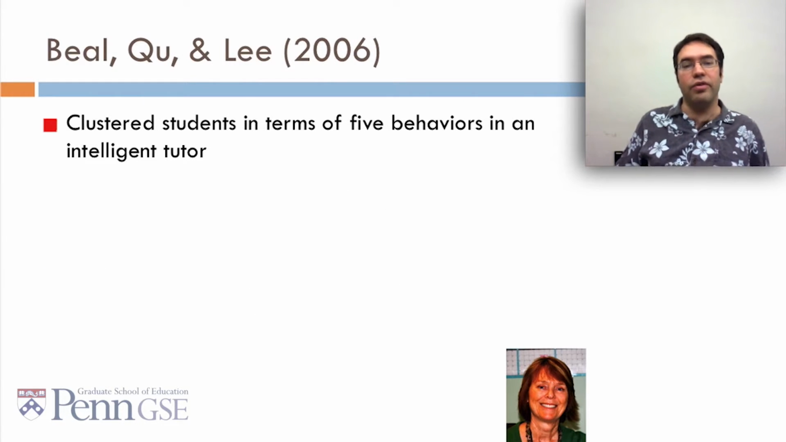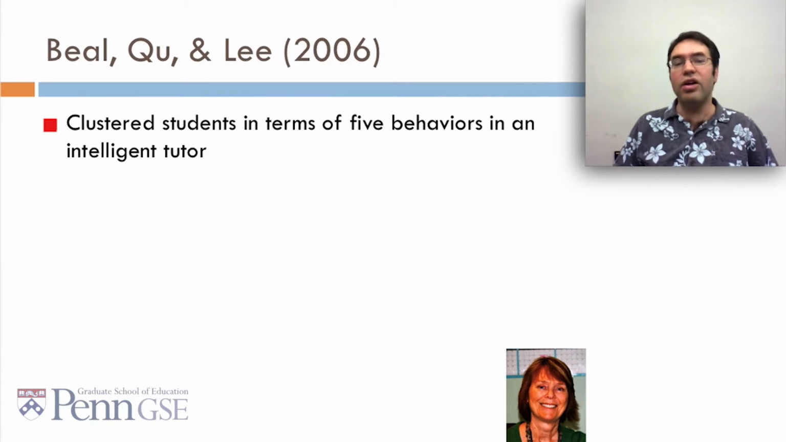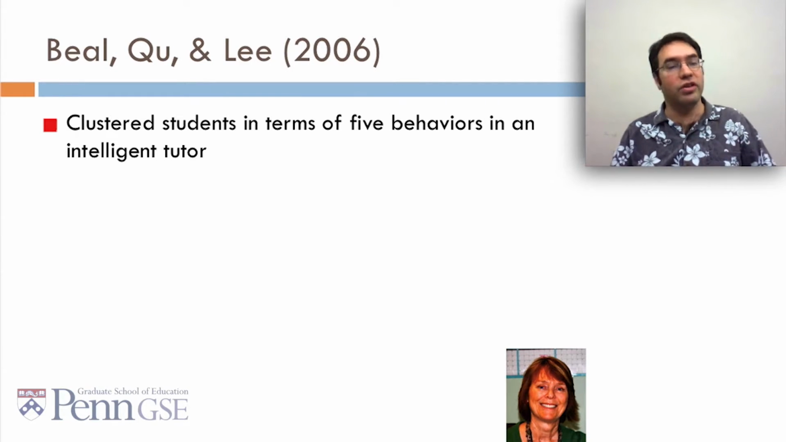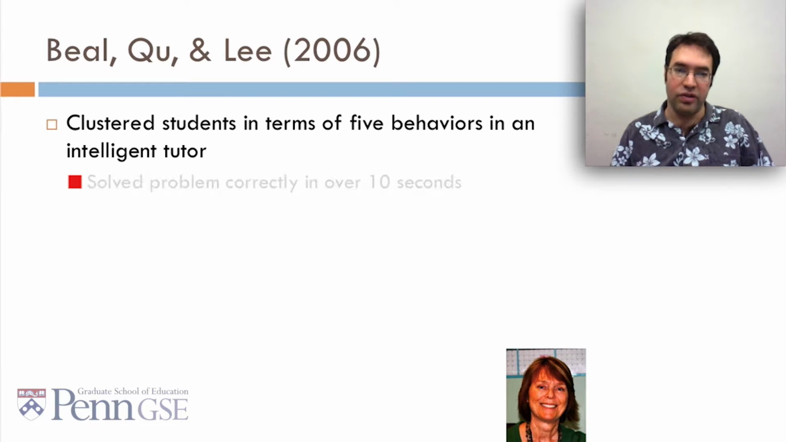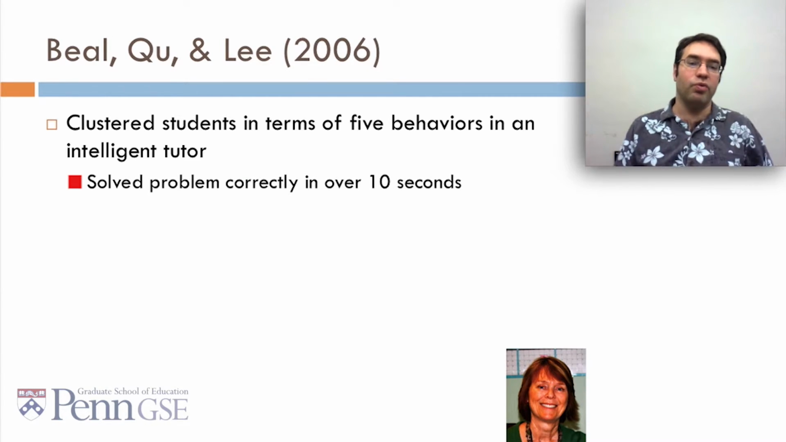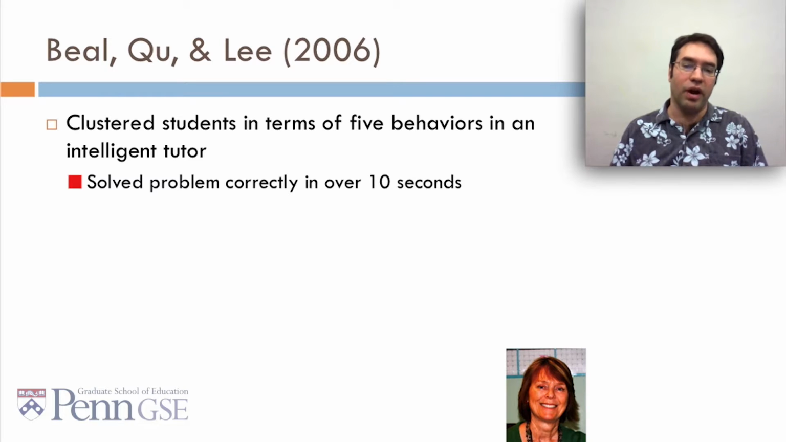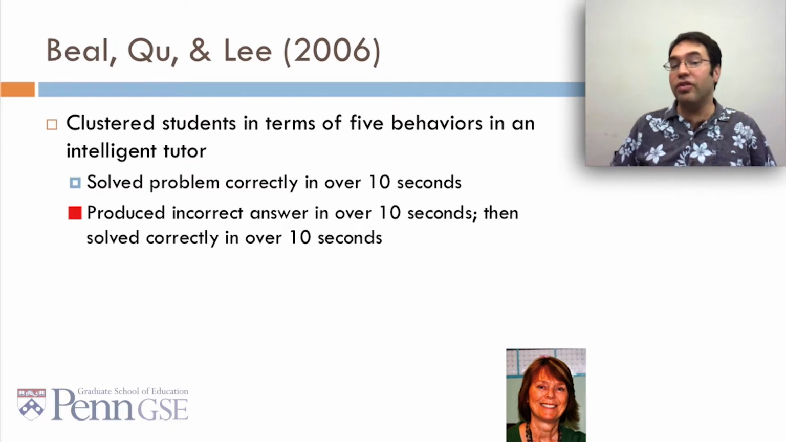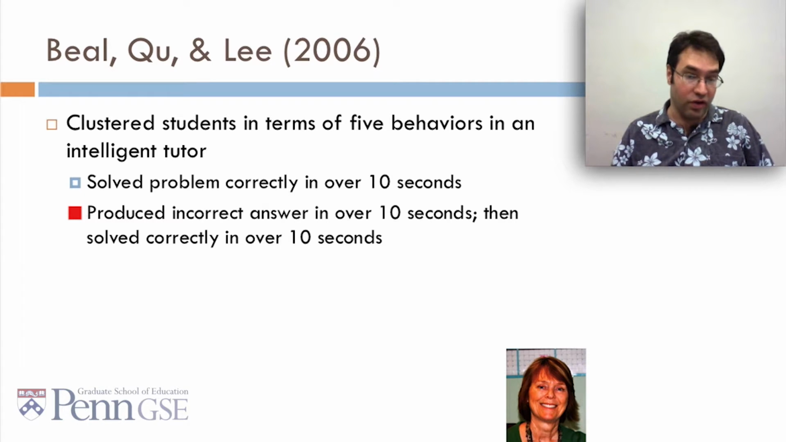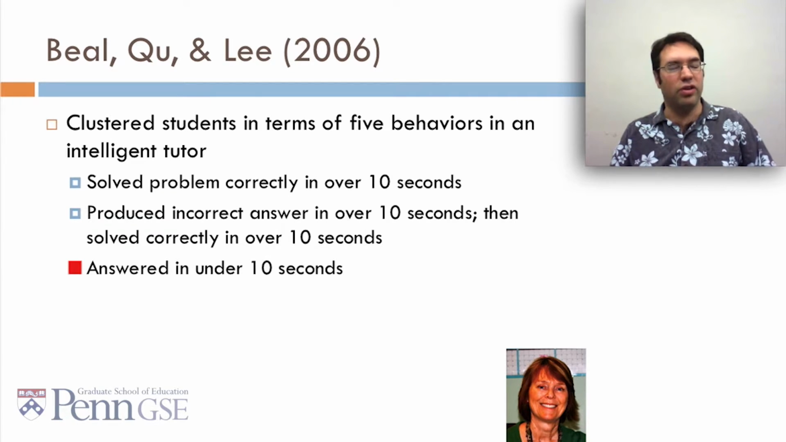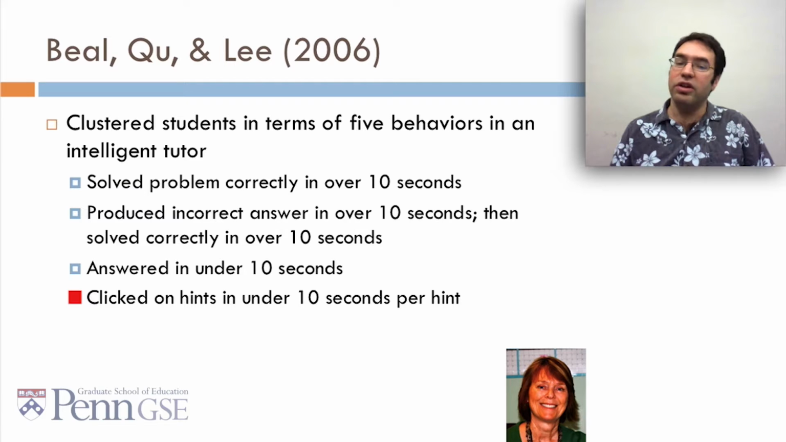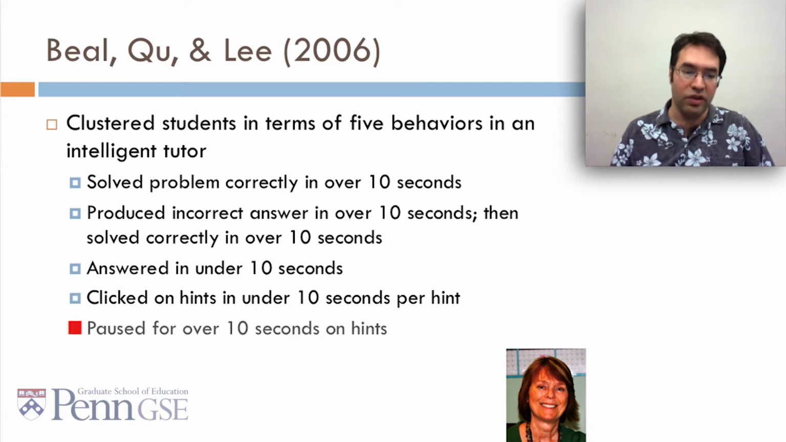A third example of the use of clustering in educational data is Baker, Lee, and colleagues. They clustered students in terms of 5 behaviors in an intelligent tutoring system for mathematics. The 5 behaviors were, did the student solve the problem correctly in over 10 seconds? Did the student produce an incorrect answer in over 10 seconds and then solve correctly in over 10 seconds? Did the student answer in under 10 seconds? Did the student click on hints in under 10 seconds per hint? And did the student pause for over 10 seconds on hints?